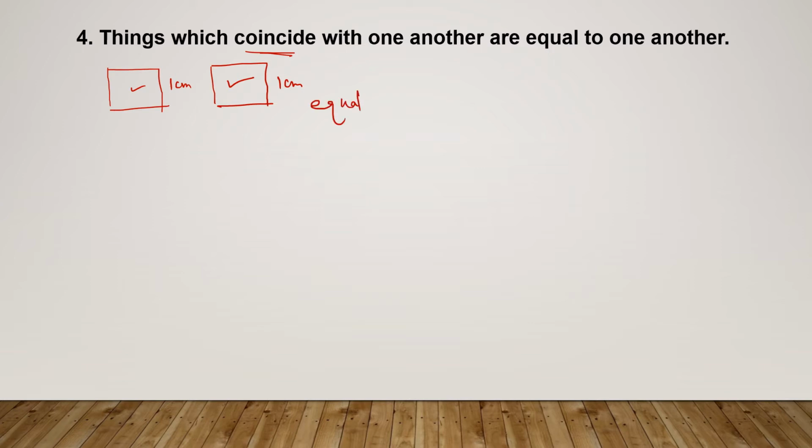In the same way, suppose we have a circle of radius 2 centimeter and another circle of radius 2 centimeter. If I keep this circle over the other, both will exactly overlap, or we can say both will coincide. That means both the circles are equal.